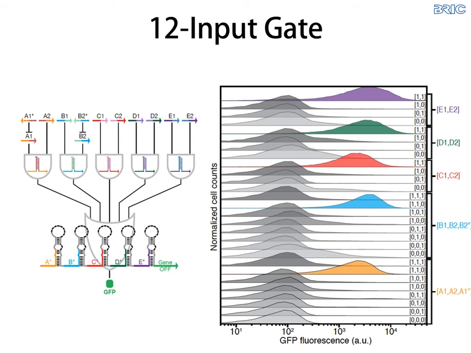So this is flow cytometry data, where you show that these are all the non-cognate input cases, or the false cases, and then these are the true cases. So let's evaluate this. Let's say A1 and A2 and not antisense A1. So 110 has a good signal, but not all the other cases. And B1, B2 and not B2 star, similarly here. And then C1, C2 or D1, D2 or E1, A2.